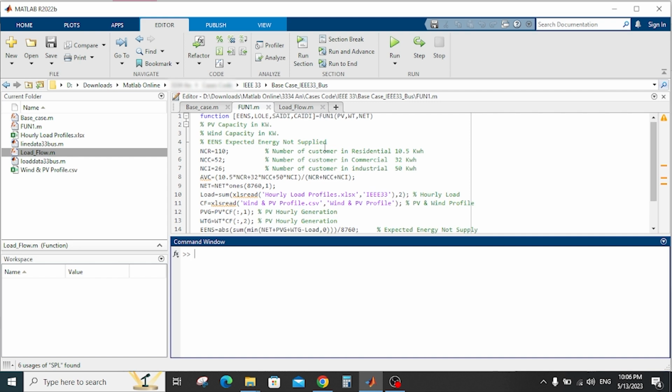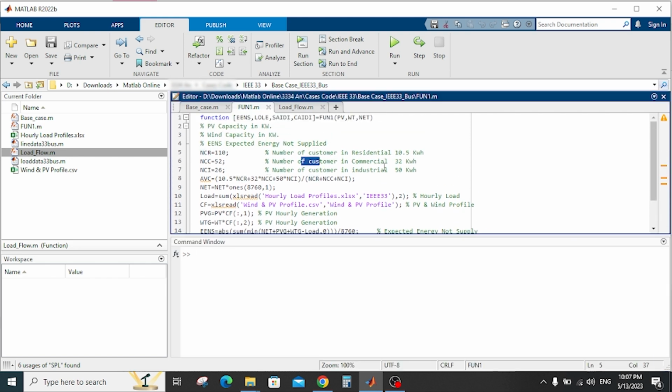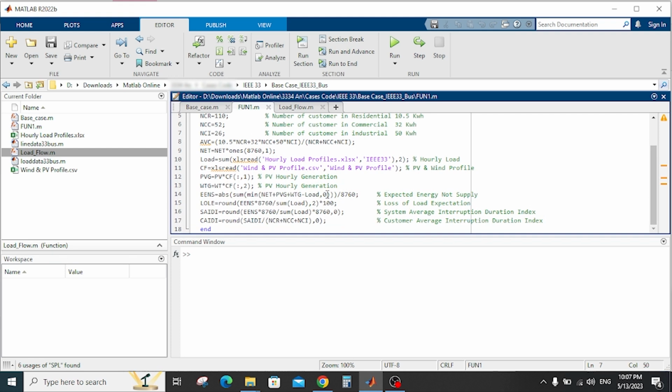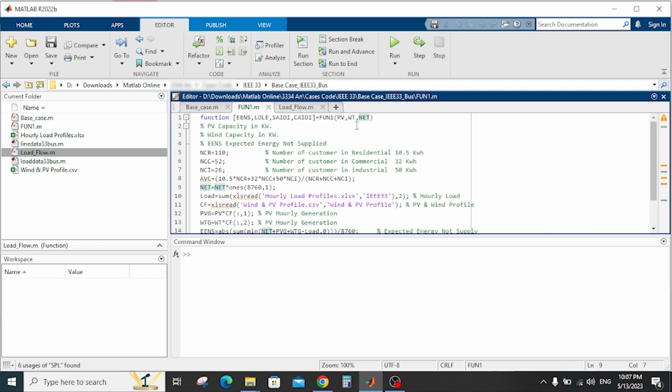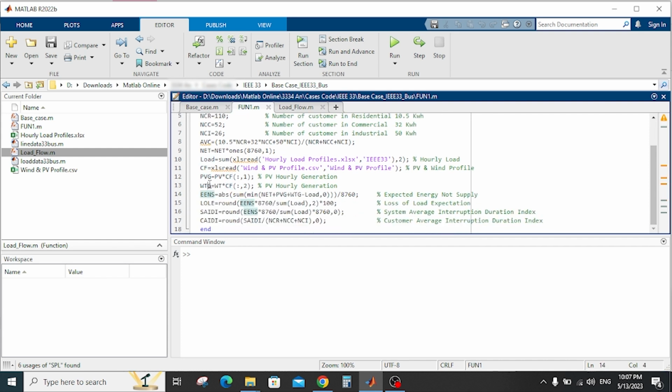The last function is function one, the reliability function. Depending on the number of residential, commercial and industrial customers, we calculated the average consumption, and then the network. As you see here, the PV and wind are 0 in the base case, and the network rated function. After that, we also read the load and the capacity factor of the PV and wind, and how to calculate the PV and wind. This is the wind.